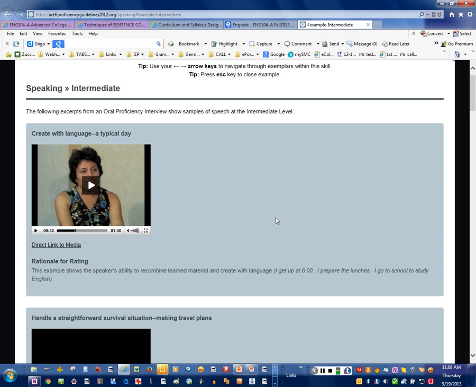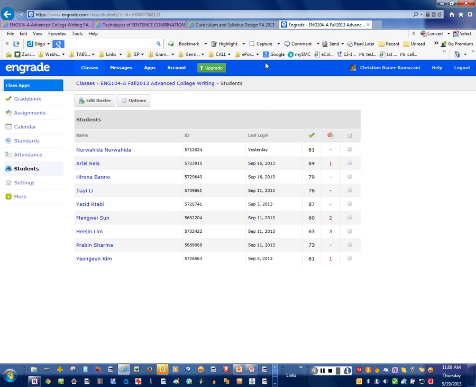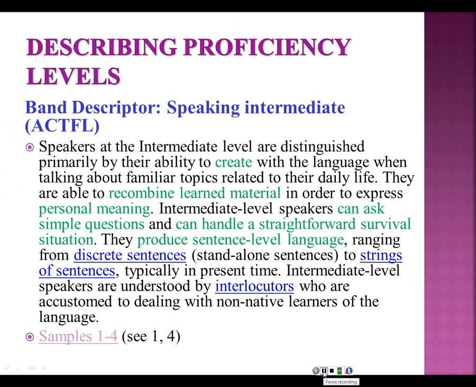Okay, so this was a quick example of an intermediate language learner's speaking, and you may look at the remaining examples here. Now, these are proficiency standards. They have been normed. Okay, so it's very important that you focus on these standards because they have been normed and they are standards in the field, accepted in the field.